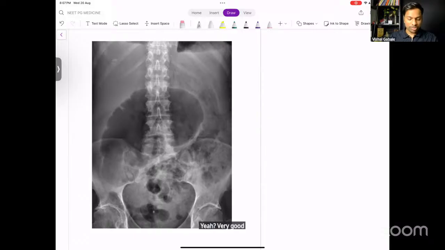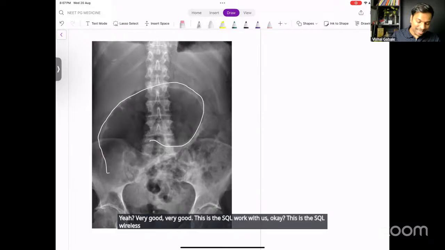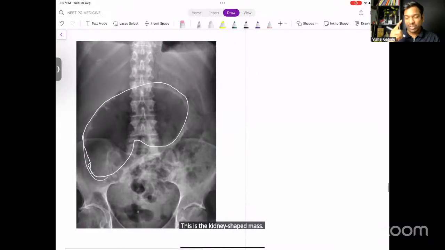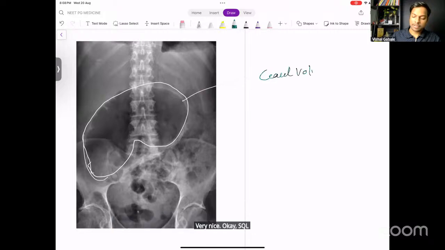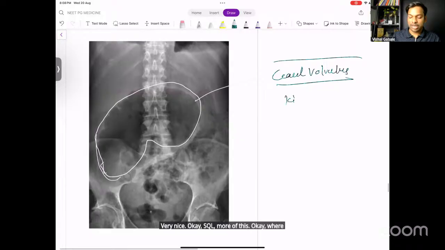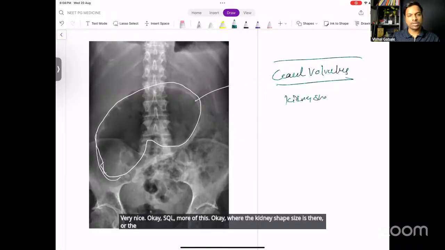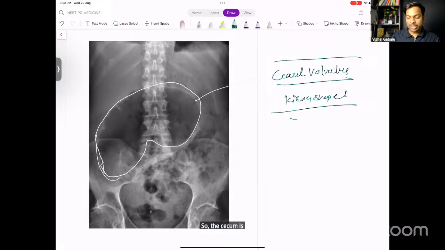Very good, very good. This is the cecal volvulus. This is the kidney-shaped volvulus, right? This is the kidney-shaped mass. When we were discussing over there, I explained it to you already. Okay, so this is the cecal volvulus. Very nice. Where the kidney-shaped shadow is there. So the cecum is grossly dilated in cecal volvulus, more than 10 centimeters.